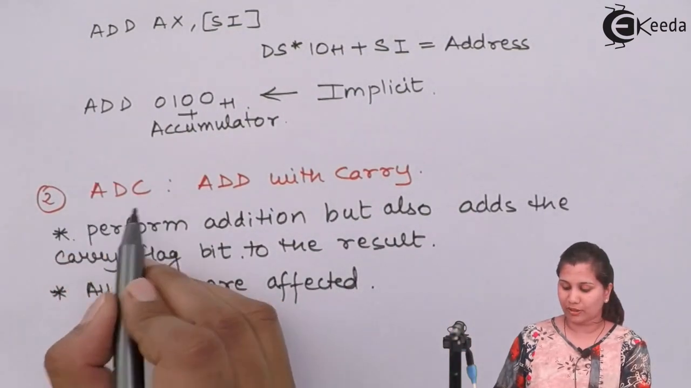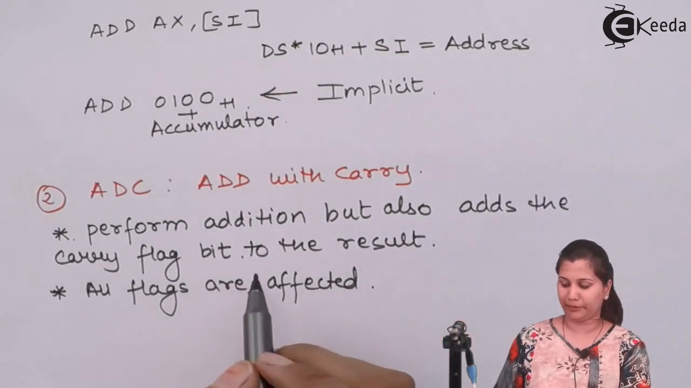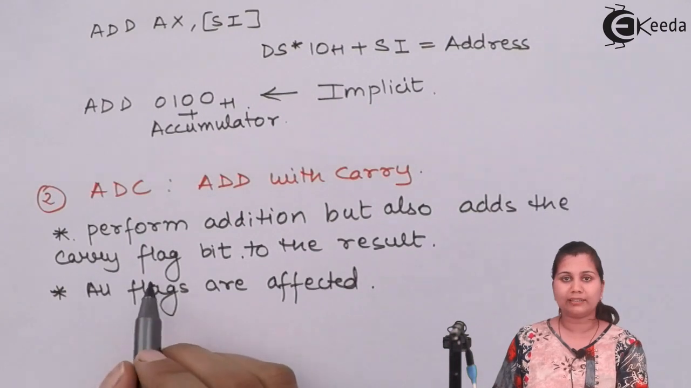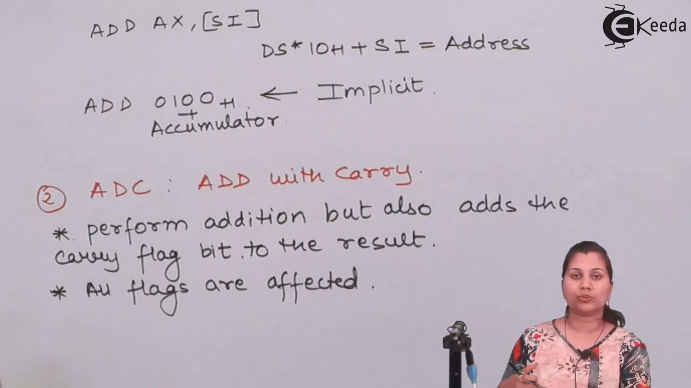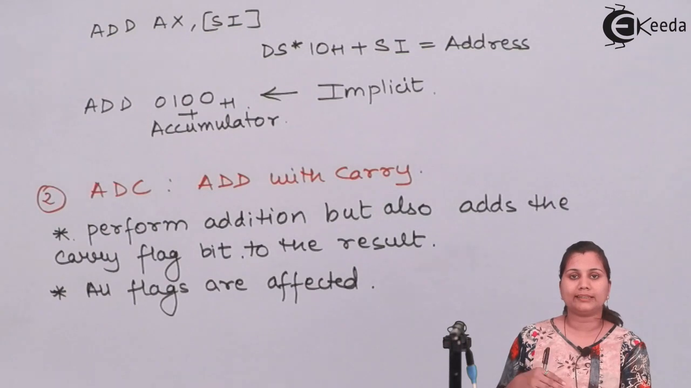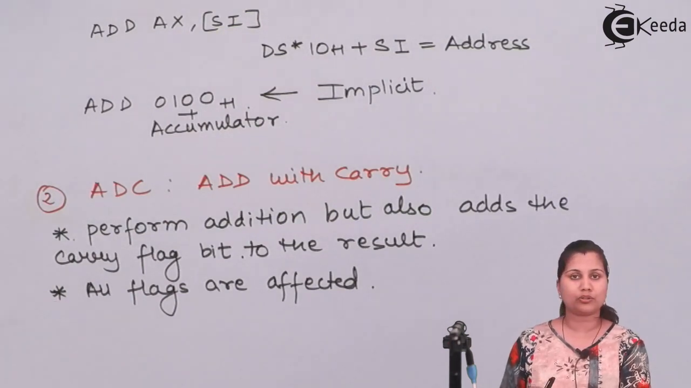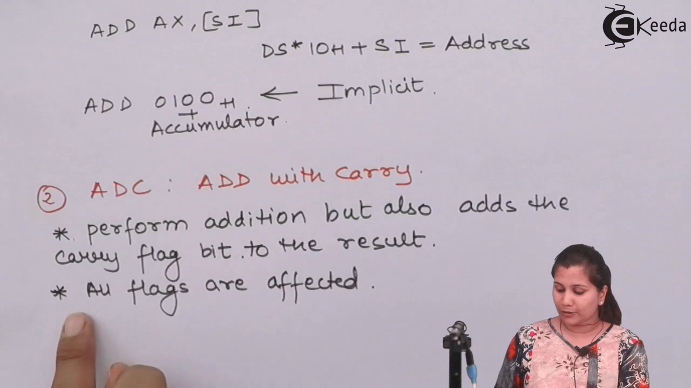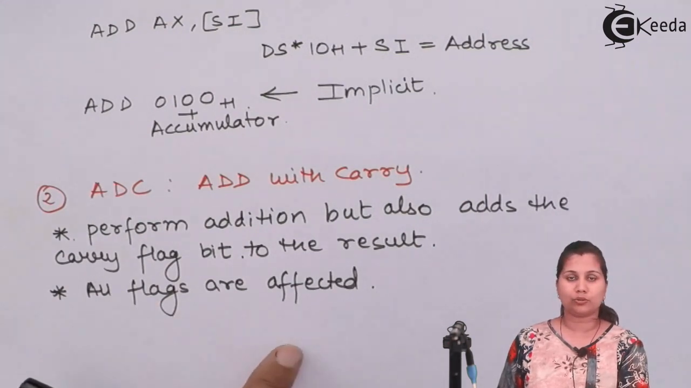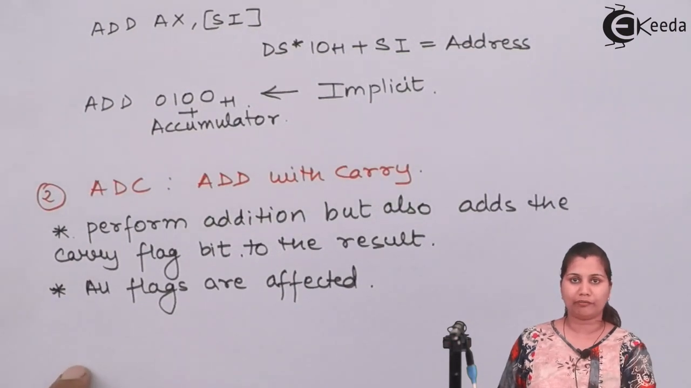So this ADC instruction also performs the addition operation, but it also adds the carry flag bit to the result. Now this carry flag bit may be set or reset due to some previous instructions which are executed. So that carry flag bit, if it is 1 or 0, then that bit will be added to the destination along with the source contents, and the result will be stored in the destination. Also, all the flags are affected due to this instruction. The carry flag, parity flag, all the flags will be affected.